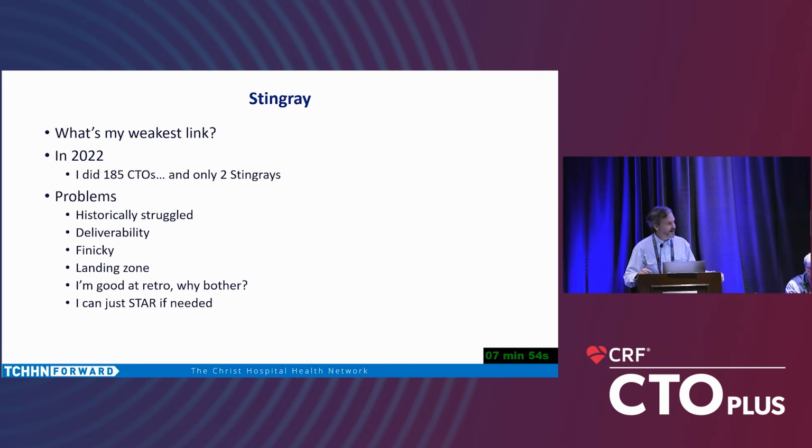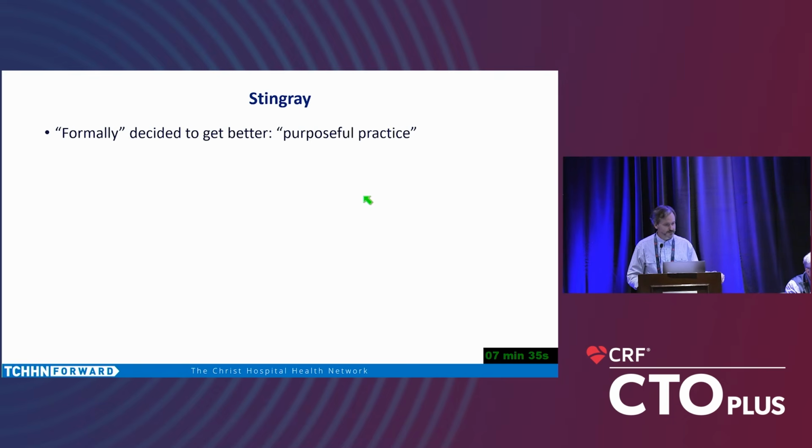I'm sorry. This is something that I could always make up a reason not to do, right? I'm really good at retro. You know, it's hard to get the Stingray catheter down there. It's very finicky, it's not a good landing zone, or I can just start out if I need to. And so I was like, okay, well, this is my weakest link. I'm just going to face it head on. So I did purposeful practice, and made that an explicit goal of mine.